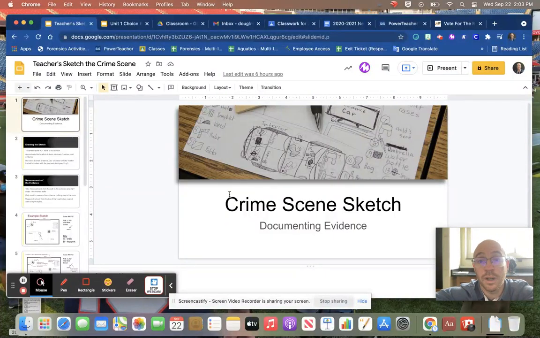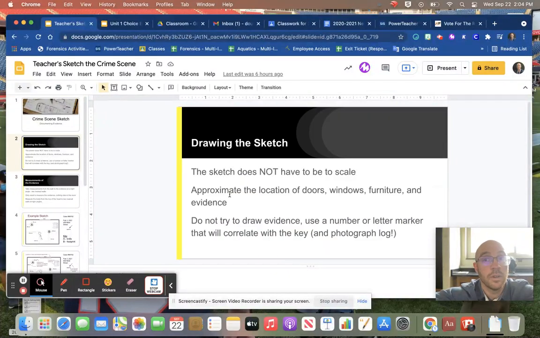When we talk about doing a crime scene sketch, remember sketches are important because they allow us to reference back later on what the crime scene looked like, because we can't preserve crime scenes forever. In terms of drawing the sketch, remember the sketch does not have to be to scale. We talked a lot about that in class today. You don't have to be the best drawer in the world. You just have to put down the location of where the objects are and draw lines that show the distance they are from the walls. So you just have to work within approximates.